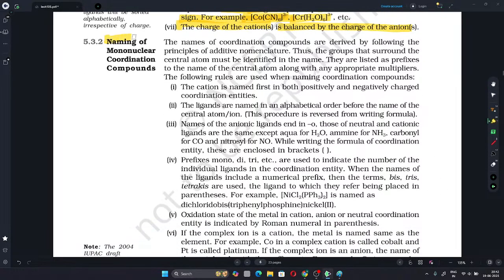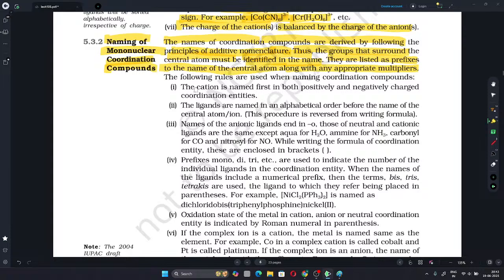The next topic: naming of mononuclear coordination compounds. The names of the coordination compounds are derived by the following principles of additive nomenclature. Thus, the groups that surround the central atom must be identified in the name. They are listed as prefixes to the name of the central atom along with any appropriate multipliers.